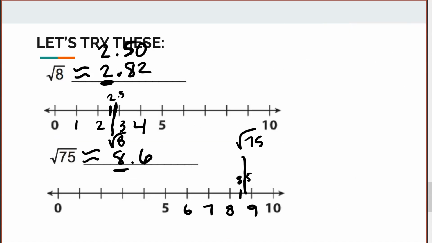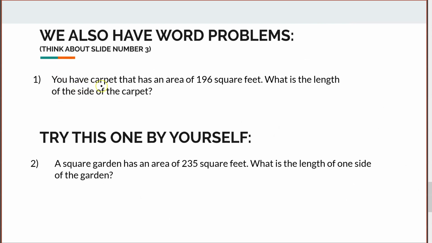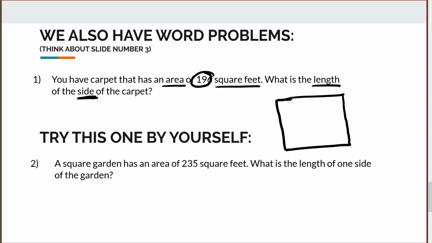So let's go back. So here it says you have a carpet that has an area of 196 square feet. What is the length of the side? Okay, so it's telling me I have a carpet, right? It has an area. So remember, the area is the inside. So the inside is 196. And it's asking for the side.